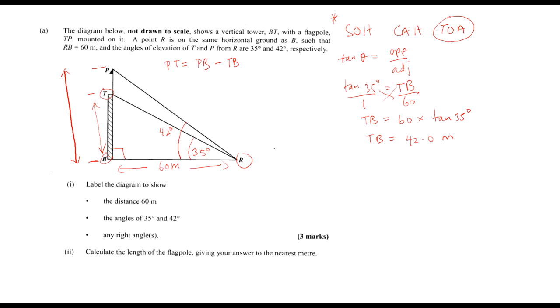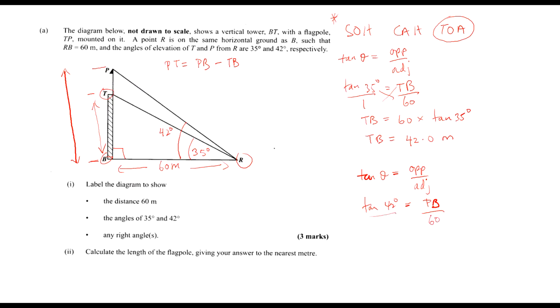So let's work out PB now, which is a longer distance. And again, we have an angle which is 42. We have adjacent, which is 60, and we want to find the opposite. So we write it as tan theta equal opposite over adjacent again. So tan 42 is equal to opposite, which is PB, all over adjacent, which is 60 again.